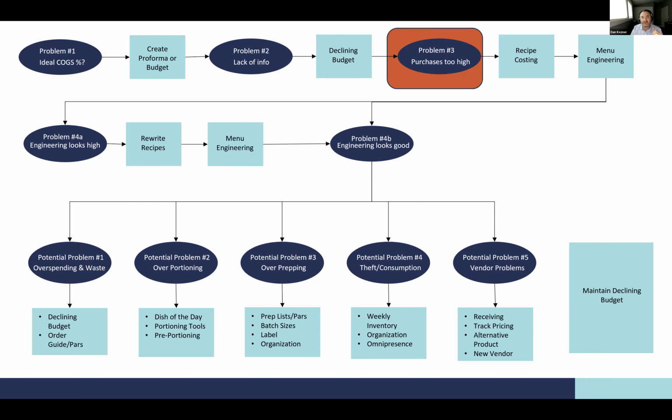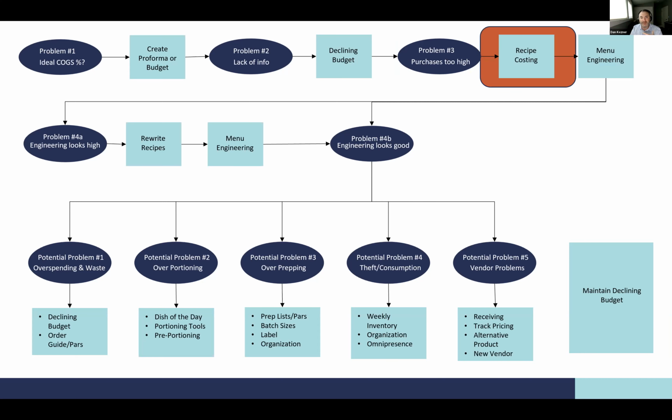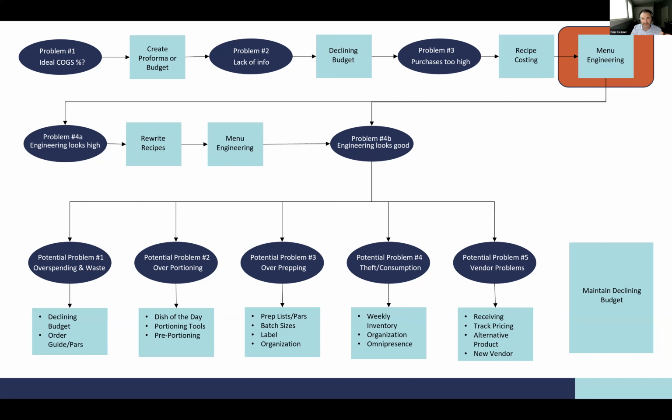Let's say we do the declining budget and it tracks purchases, and we find out that our purchases are too high. There are a couple of different reasons why our purchases could be too high. The first one is our recipes are not costed out properly. Either we don't have our recipes costed or they're too high. So the first step in all of this is to go through a recipe costing exercise. From there, we take that costing information and do what we call a menu engineering report, which delivers a theoretical food cost based off of our product mix and our recipes.